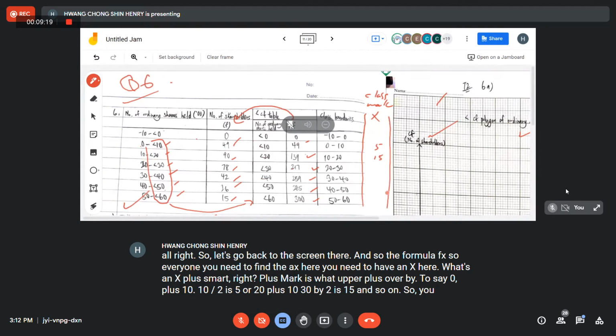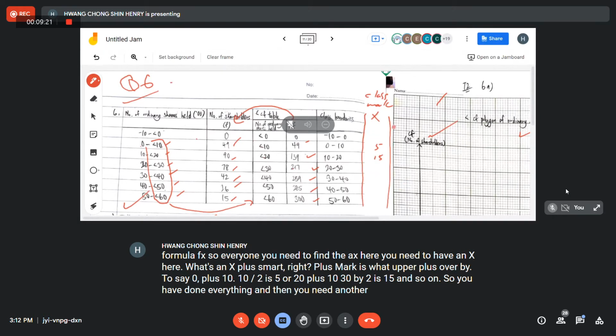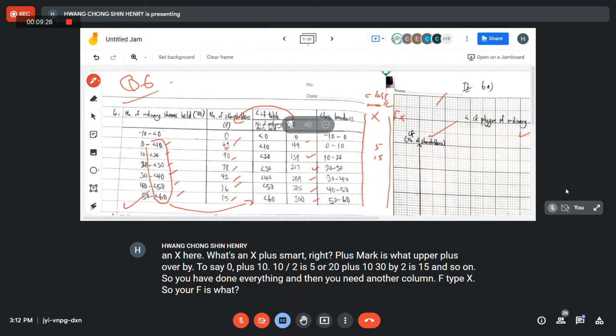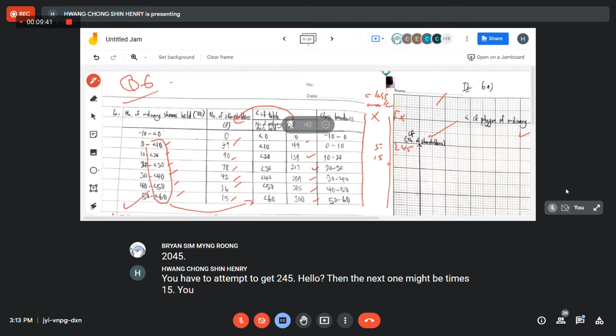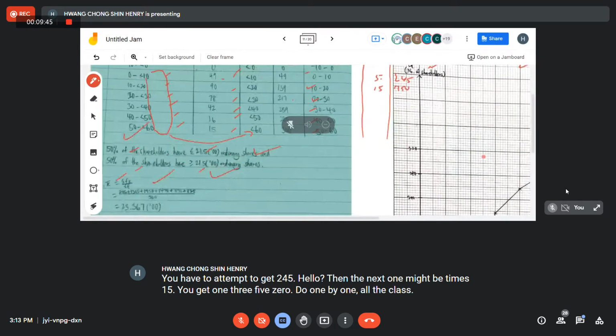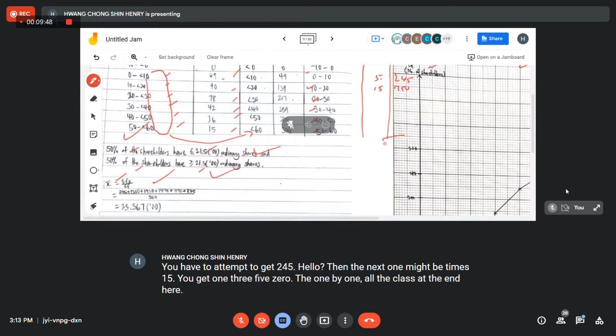So you have done everything, and then you need another column, f times x. So your f is 49 times 5. What do you get here? 245. Then the next one, 90 times 15, you get 1350. Do one by one for all the classes. And at the end, you must show me the total of fx, which is 7010.